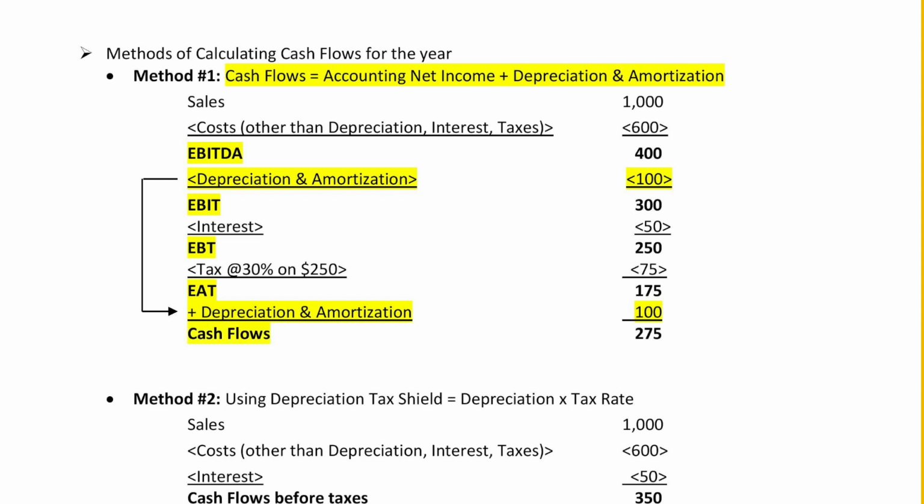So the reason why we subtract depreciation and then add it back later is to avail of the depreciation tax shield, the tax savings that we have on account of depreciation.